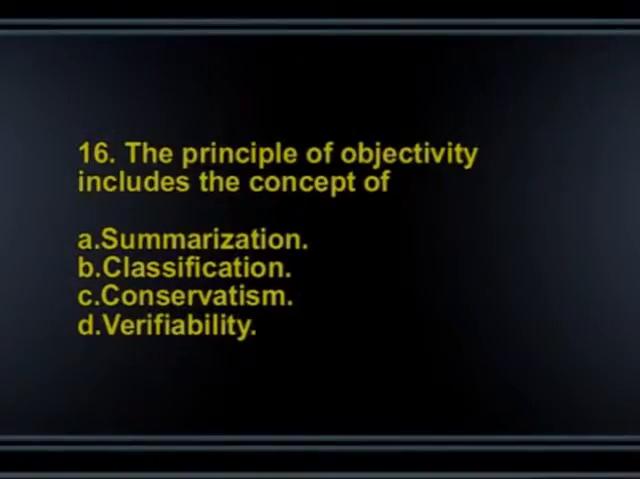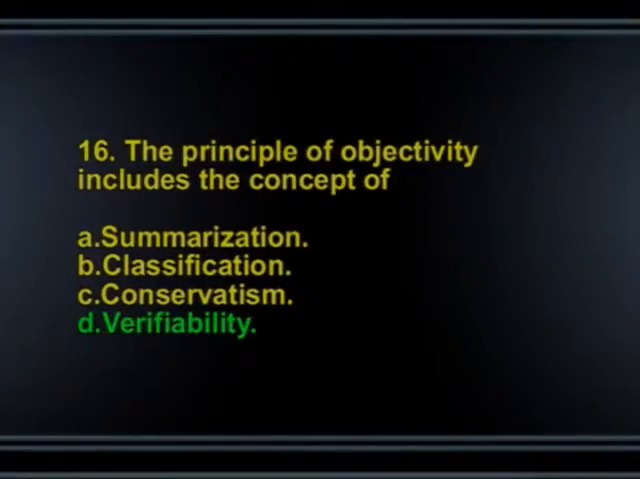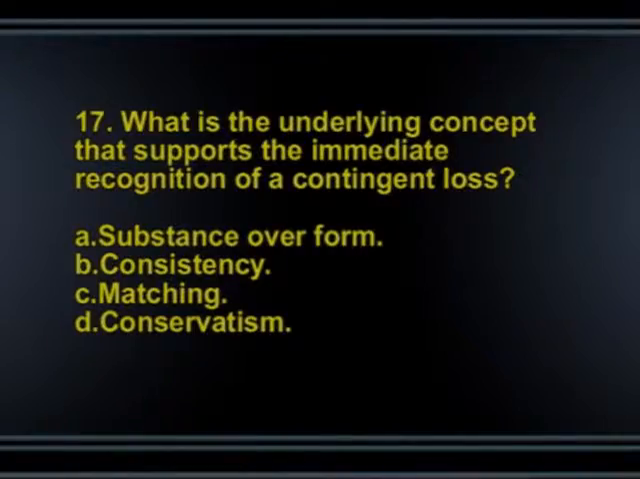A couple of basic questions here most of you will get. Number 16, the principle of objectivity includes the concept of verifiability. Unbiased, objective, verifiable. So number 16, answer should be D. Everybody's going to get number 17. Which is the underlying concept that supports the immediate recognition of a contingent loss? Conservatism, right? Yeah, we all got that one. Good.